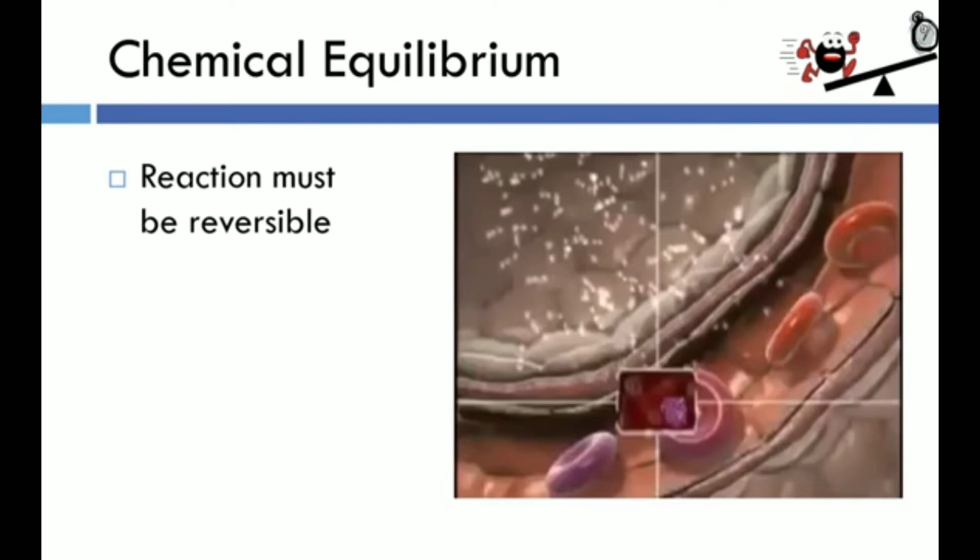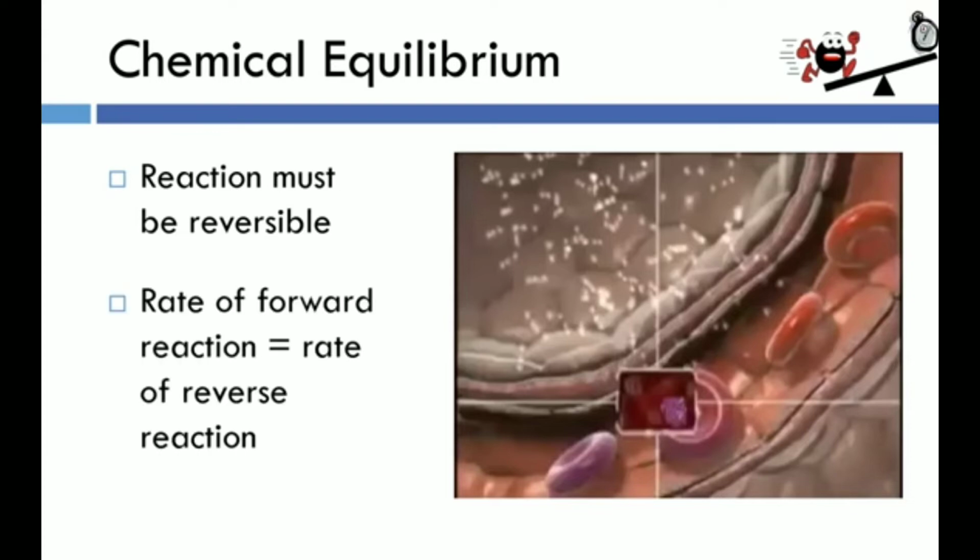on chemical equilibrium. Chemical equilibrium requires a reversible chemical reaction, and like all systems at equilibrium, the rate of the forward reaction should equal the rate of the reverse reaction. Here is an example of a system that reaches chemical equilibrium.